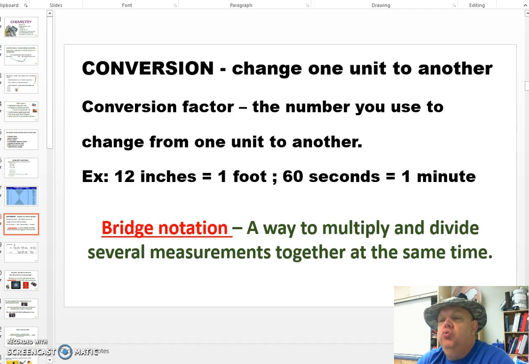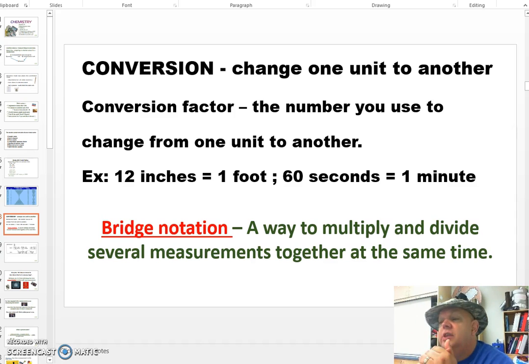So, great. But what happens if you are working with one system of measurement, but you need to change it to something else? That's where we have conversion. The conversion factor is the number you use to change from one unit to another. A conversion factor is kind of like a currency exchange, like $1 is equal to 2 euro. That's a conversion factor in money, in the real world. But for us, 60 seconds is 1 minute, 24 hours is 1 day, 12 inches is 1 foot.